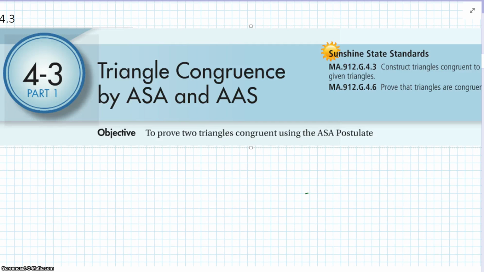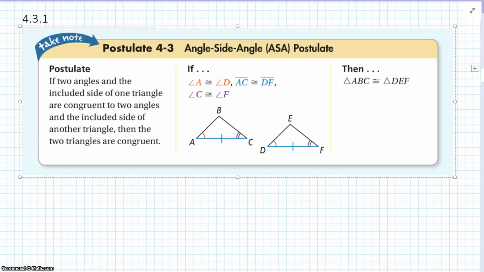Okay, geometry, chapter 4, section 3, triangle congruency by ASA and AAS. It's angle, side, angle, and angle, angle, side. So postulate 4.3 states the angle, side, angle postulate.